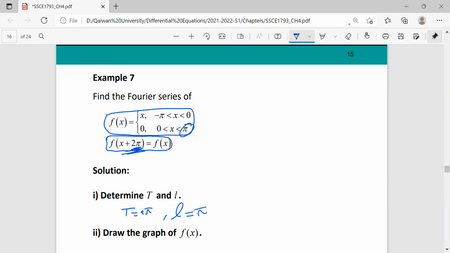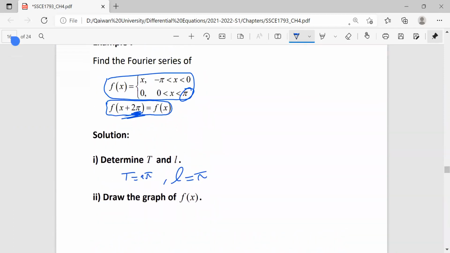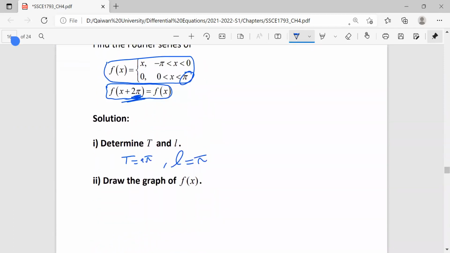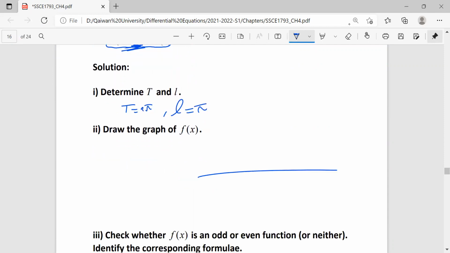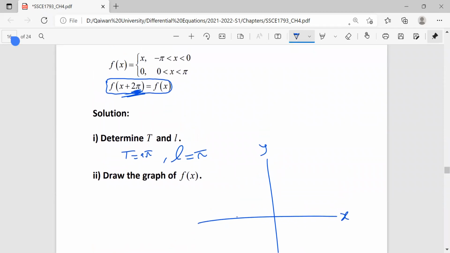So L is pi. Now it says draw the graph. As a piecewise function, we are going to draw each part in its interval. f of x is x, where x is from negative pi to 0, and equals 0 for x from 0 to pi. Let's draw the graph. This is x, this is y, or f of x. We draw the graph from minus pi to pi.